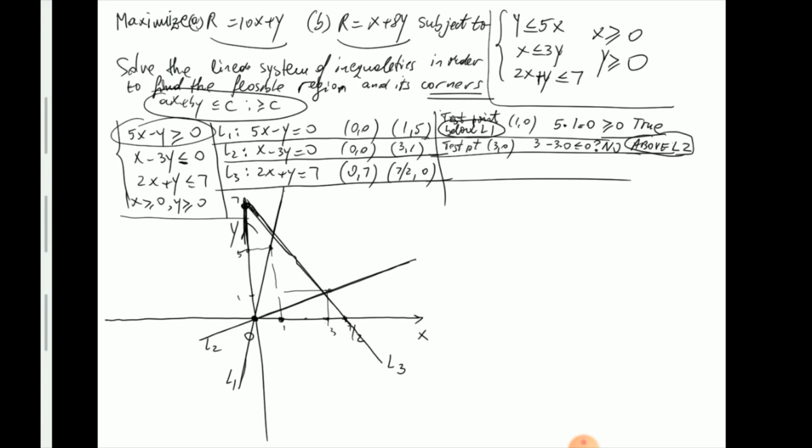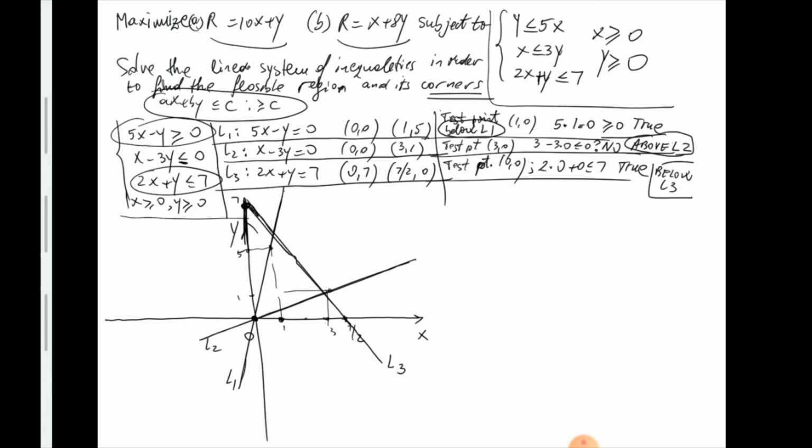So right now we are below L1, above L2, and finally a test point for line number 3. The easiest one we can pick is 0, 0, and that will test the region below L3. Going back to the inequality, plug in the test point: 2 times 0 plus 0 less than 7. That's true, so that means the solution is below L3.